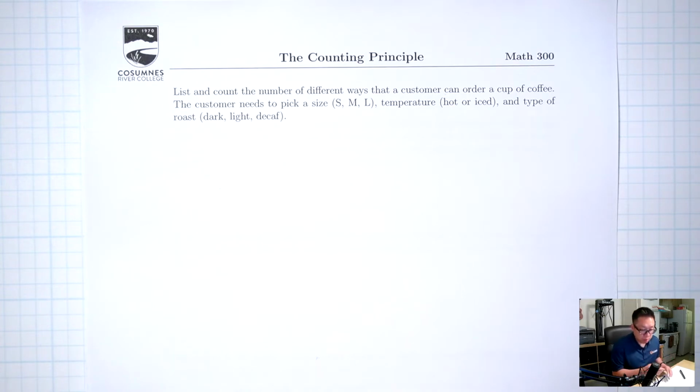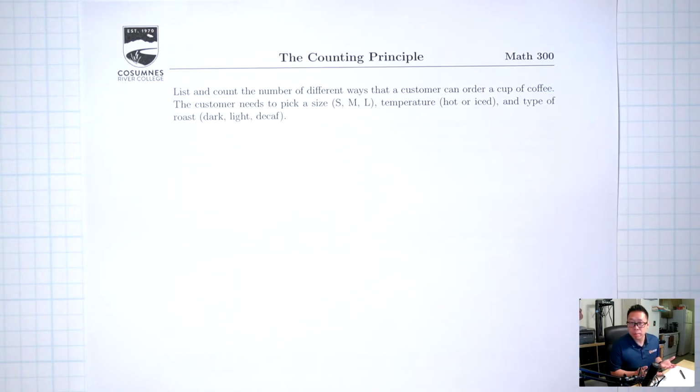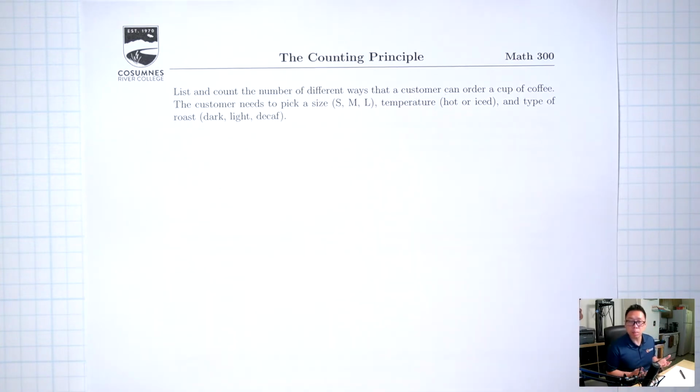So one way is you can go small, iced, light. That's one way. What's another way? You can pick medium, hot, dark. That's another way you can order this cup of coffee.